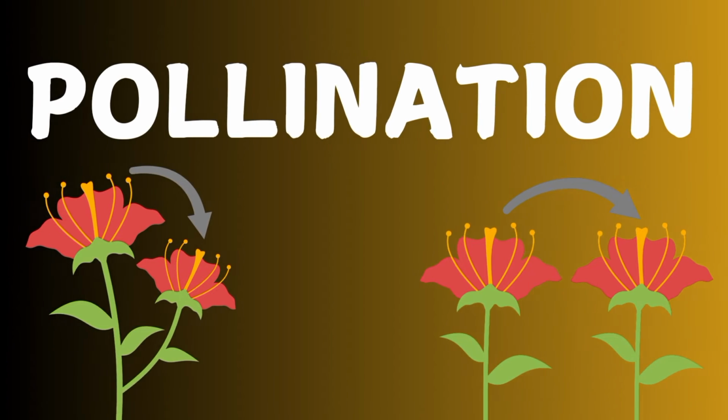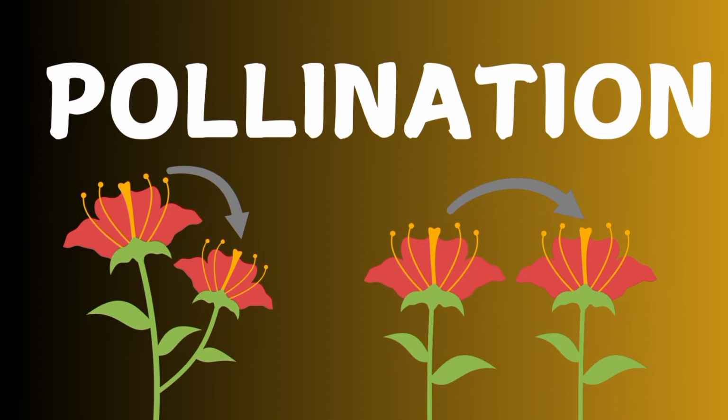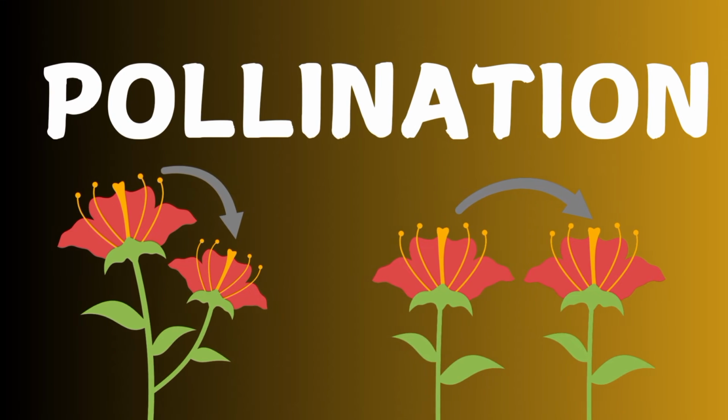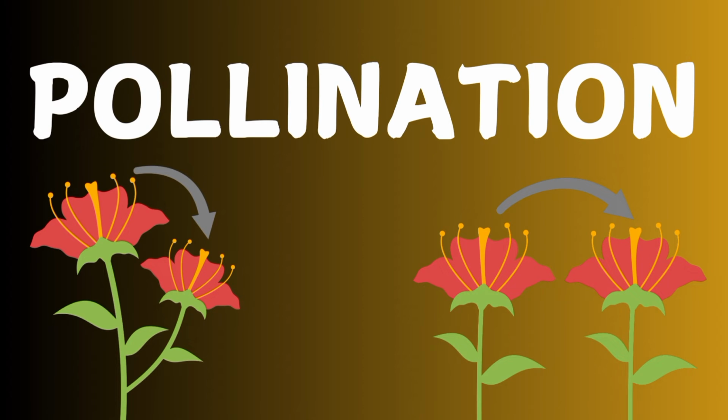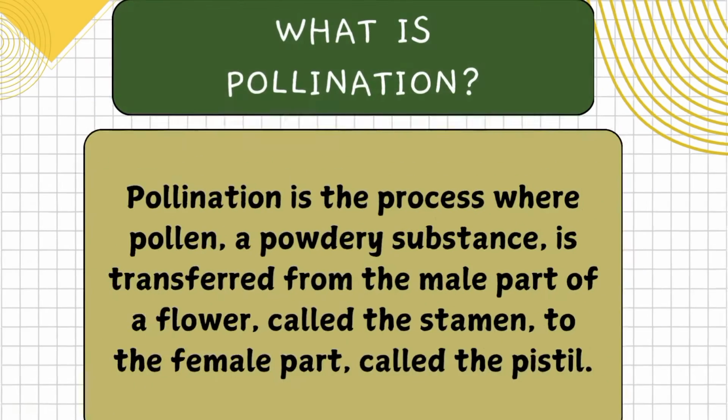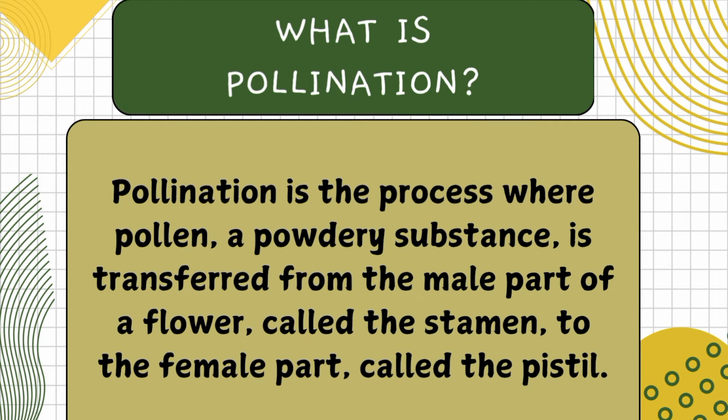It's time to explore the process of pollination. Pollination is the process of transferring pollen from the male part of a flower, the anther, to the female part of the flower, which is the stigma. This transfer can occur within the same flower or between different flowers. When pollen lands on the stigma of a flower, it can travel down the style to reach the ovary.